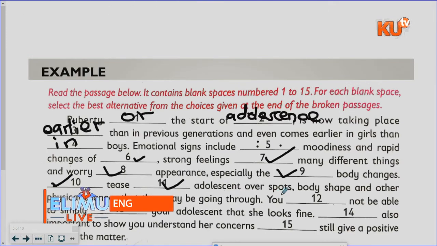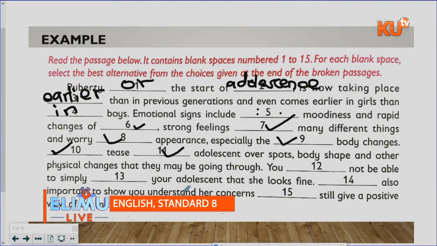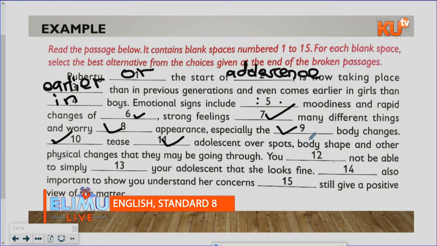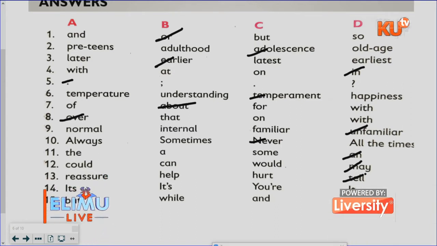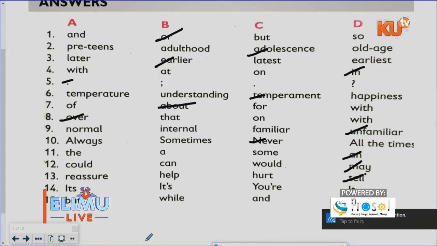So you may not be able, we continue, to simply dash your adolescent that she looks fine. To simply reassure your adolescent, help your adolescent, hurt your adolescent, tell your adolescent. It is simply tell your adolescent. Reassure is a distractor, but what makes us rule it out is that when you reassure, you have already assured. So you are redoing what you have already done, and we have not seen that before. So it is simply tell your adolescent.